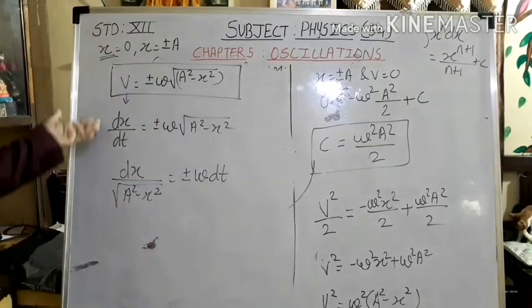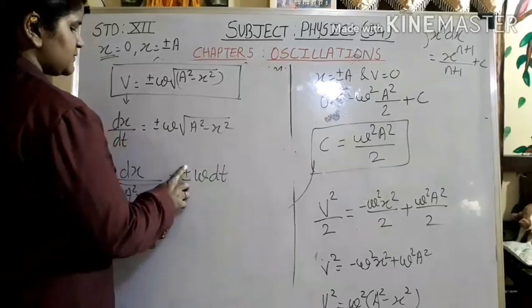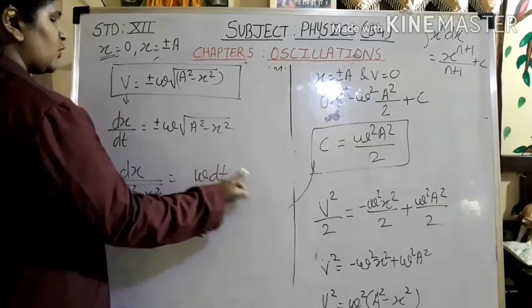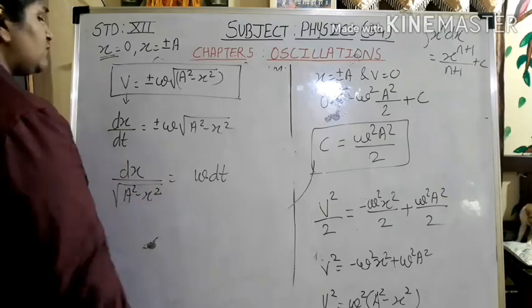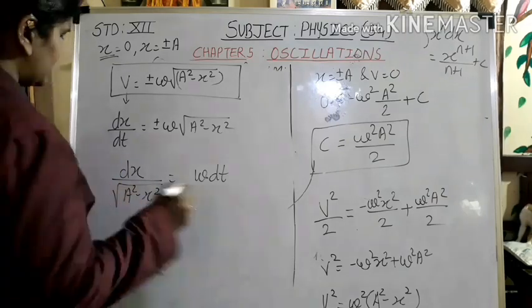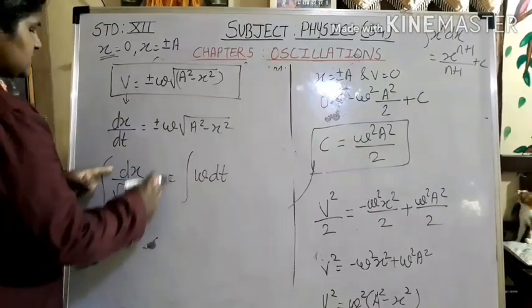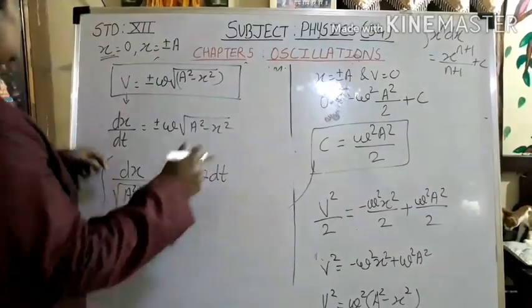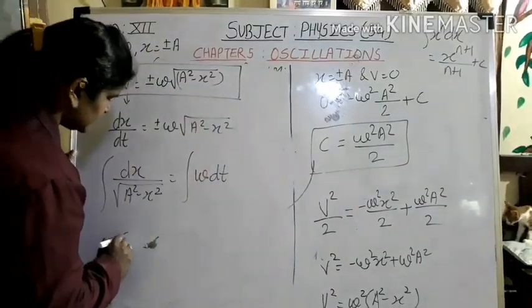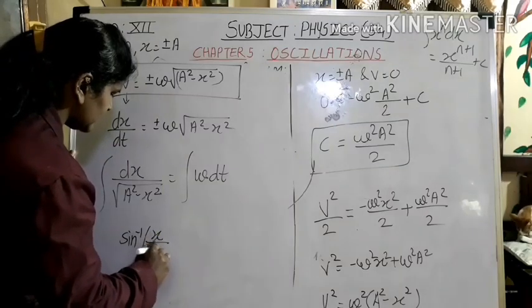Okay, just have a look at what I have done. We are not going to consider this plus and minus, we are just going to say omega dt. Okay, so I want to integrate both the sides. If I integrate both the sides, what happens? This is the integration of something. Do you remember? This is integration of sine inverse of x upon a.